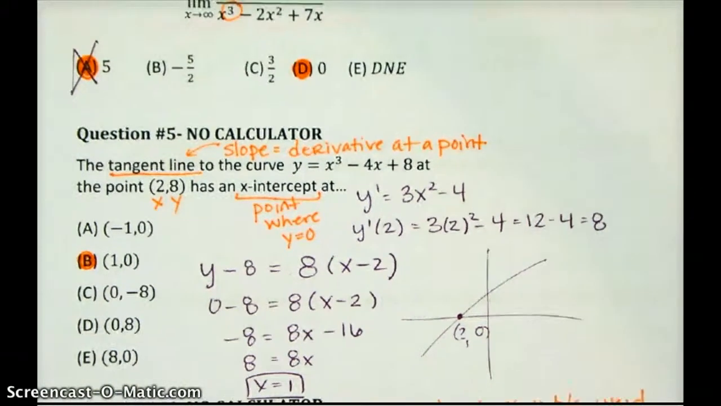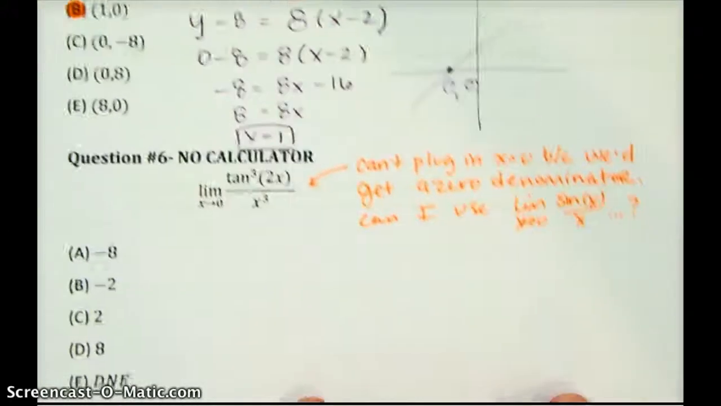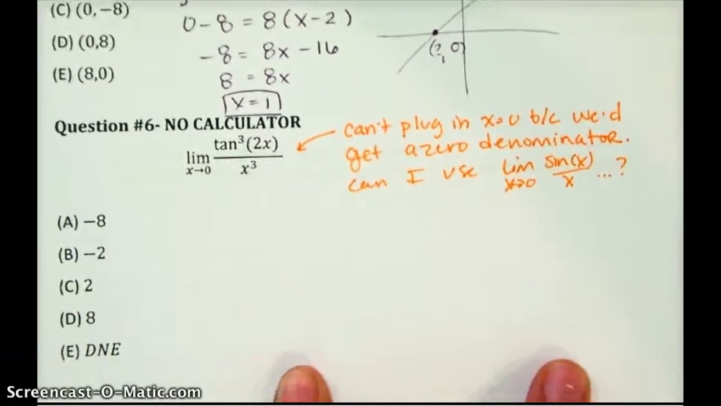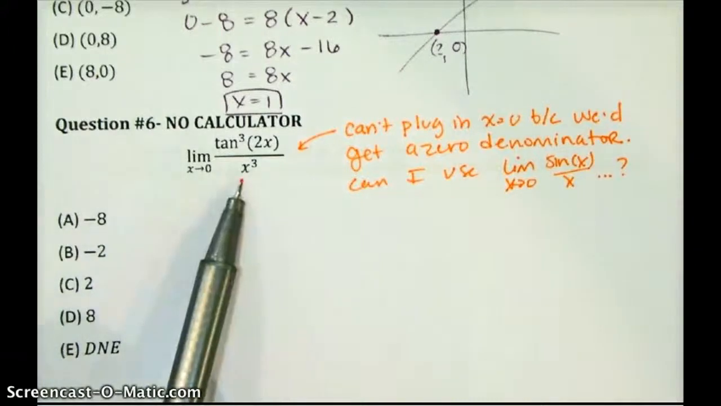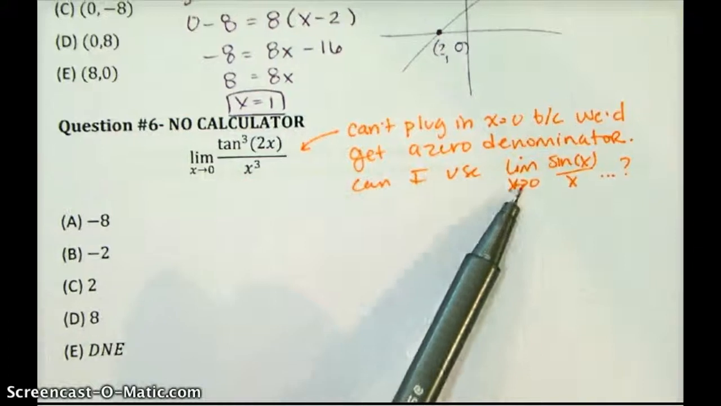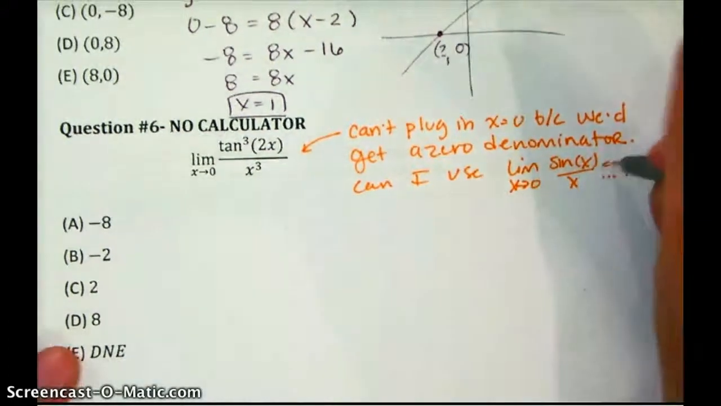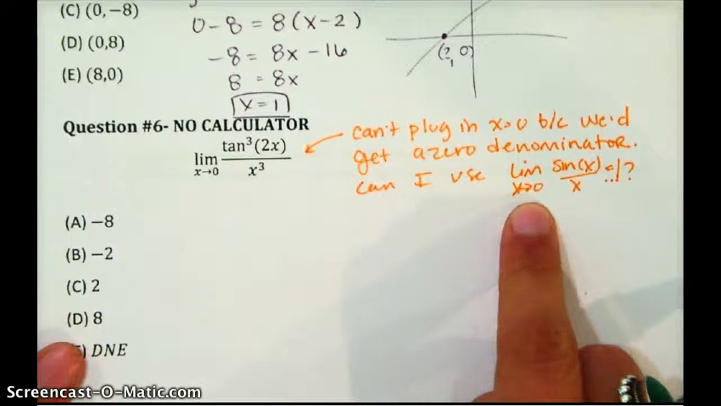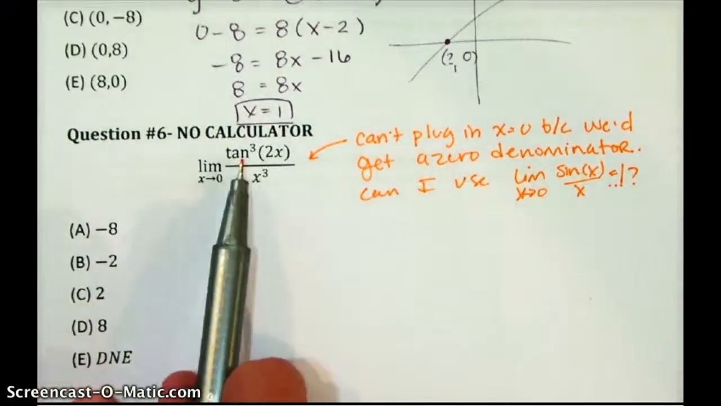When I look at number 6, the first thing I think is that normally we solve a limit by plugging in the x value, but we can't do that if we get a 0 denominator. So the next thing I think is, can I use the known limit, which is sine x over x equals 1 when x approaches 0. And the reason I'm thinking that is because I can see that there is some trig.